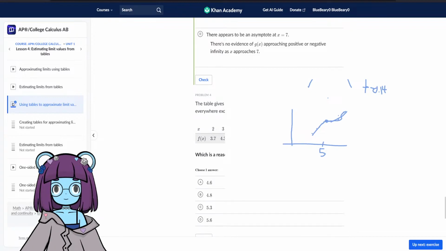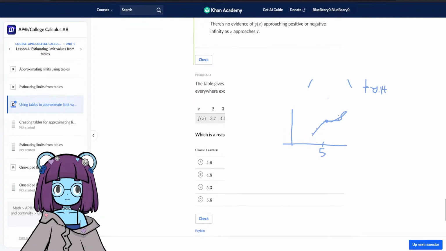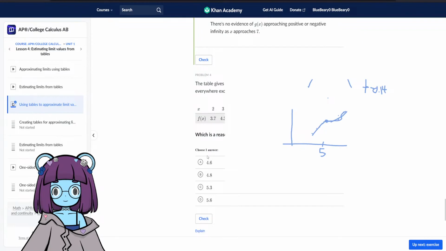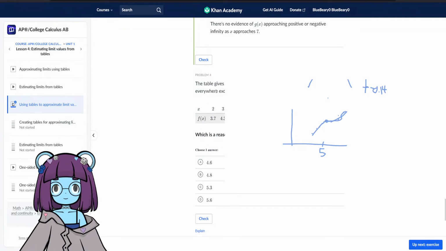The table gives a few values of function f. The function is increasing everywhere except at x equals 5, and the limit of f of x as x approaches 5 exists. Okay, so find the reasonable limit. So in between these two? But I feel like this is reasonable. I'm confused.